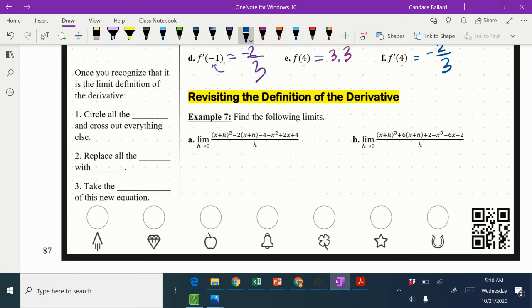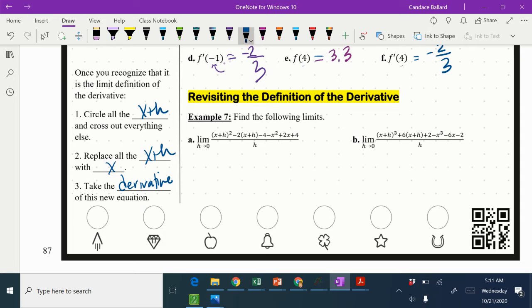So the first thing we're going to do is, once you recognize that it is the limit definition of a derivative, circle all the x plus h and cross everything else out. Replace all the x plus h with x. Take the derivative of this new equation. So I'm going to do exactly what they say.